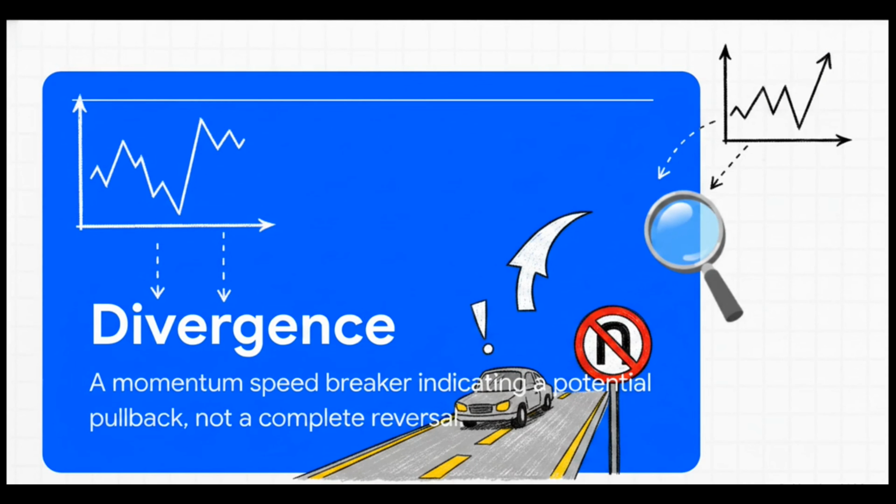While you're tracking trends with tools like the RSI or MACD, you absolutely need to watch out for something called divergence. This happens when the stock price is pushing to higher highs, but your momentum indicator is making lower highs. Actually, let me clarify something really important here. Divergence is not a signal for a complete trend reversal. Don't think of it as a full U-turn. Think of it more like a speed breaker on the highway. It's a warning sign telling you momentum is slowing down and a little pullback or a bounce is probably coming.